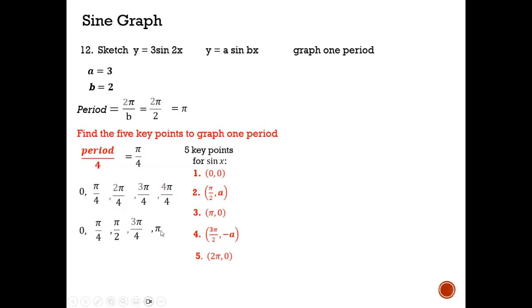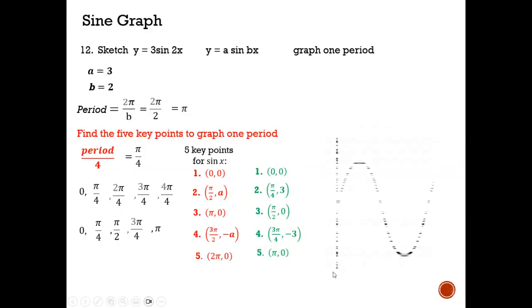But we're going to take our 5 key points and use this to guide us, right? So our first point is still 0, 0. Our second key point has pi over 4, and our a in this case is 3. Our third key point is pi over 2, which goes with 0. Our fourth value here is 3 pi over 4 for x, which goes with negative a, so negative 3. And then our fifth key point is pi, which goes back with 0. So I used the key points for our basic sine x to help guide me here, and I got my 5 key points for my graph.